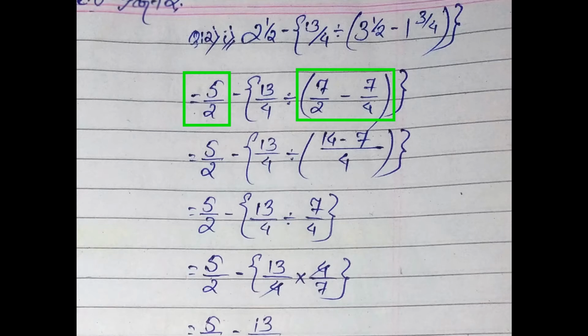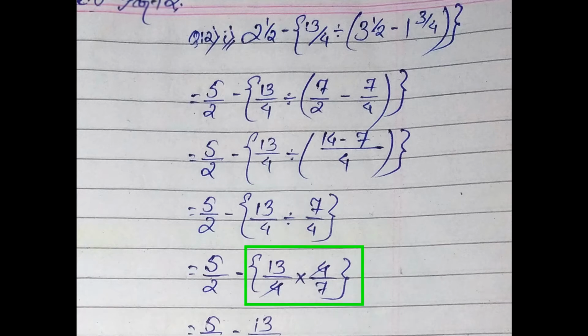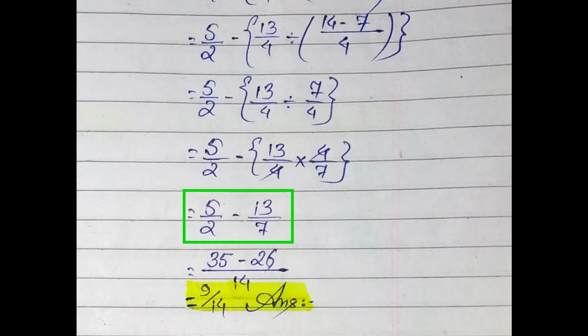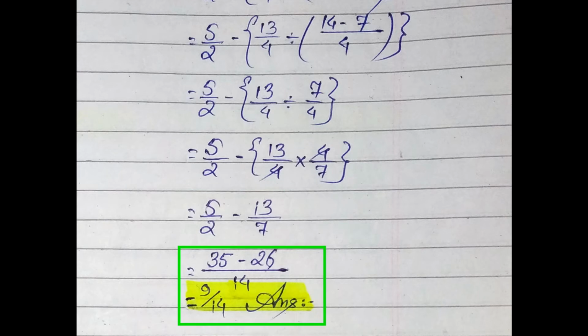As you can see, I have converted the mixed fractions into improper fractions. Then I have performed the LCM operation, and after that I have removed the first bracket. Once again we have taken the reciprocal of 7/4, that is 4/7, and performed the division operation between 13/4 and 4/7. Next I have removed the second bracket and performed the subtraction between 5/2 and 13/7, and our answer becomes 9/14.